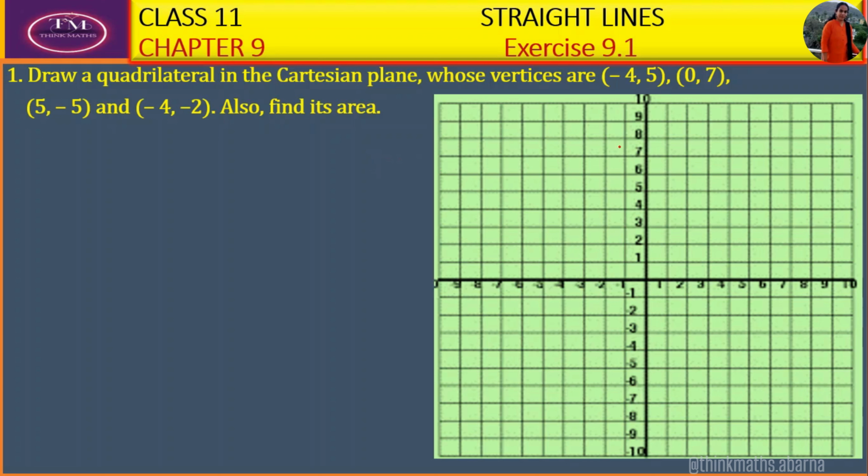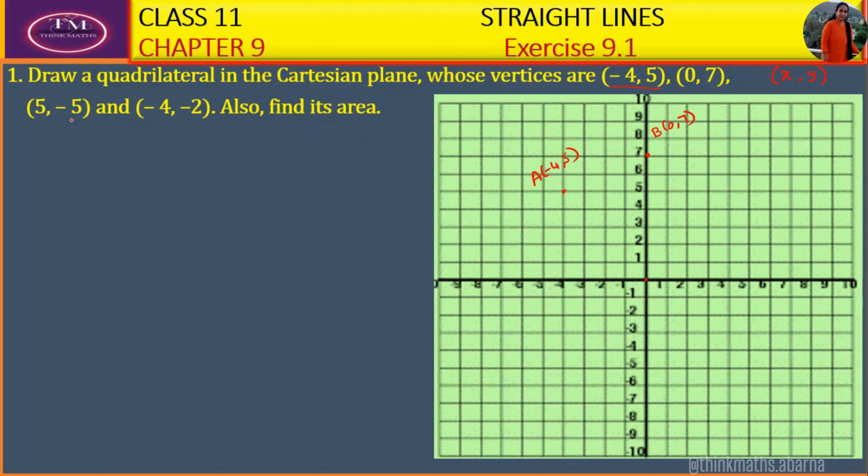The first value is minus 4 comma 5. The first one is for x, the second one is for y. So minus 4 should be on the x-axis, and go straight to positive 5 on the y-axis. This is A, (minus 4, 5). Next, 0 comma 7. So x is 0 and y is 7. This is B, (0, 7).